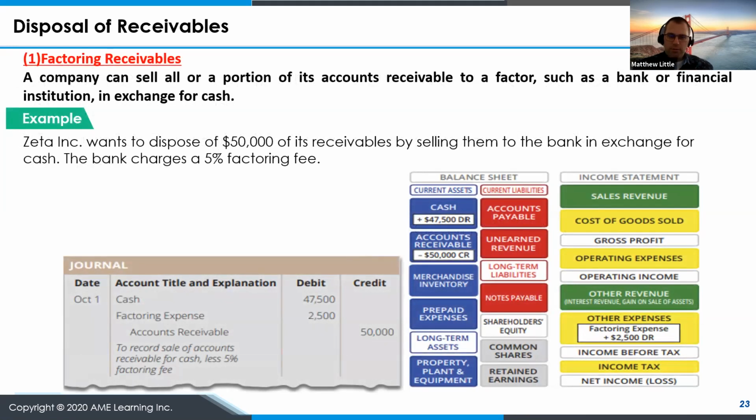So for example, we've got this company that wants to dispose of $50,000 of its receivables by selling to the bank in exchange for cash, but the bank charges what we call a 5% factoring fee. In this case, we've gotten rid of our AR because we've given our accounts receivable collection and our customer list to the bank. So we'll credit AR for 50,000. The bank's given us 47,500 because there's a 5% or $2,500 what we call factoring expense. That's an operating expense to our business of 5% of the value of the AR. So the bank gave us $47,500. Typically, the factoring fee is much larger than that from what I've seen, but this is one example.